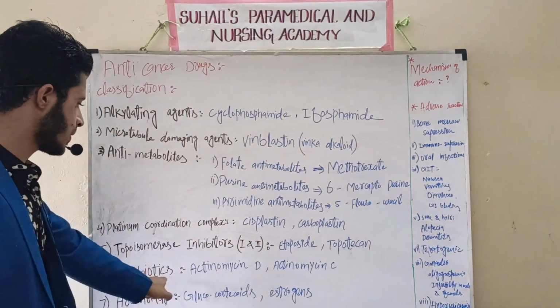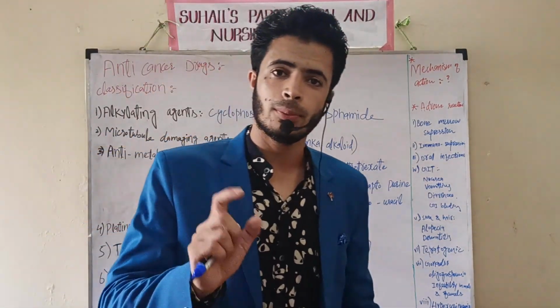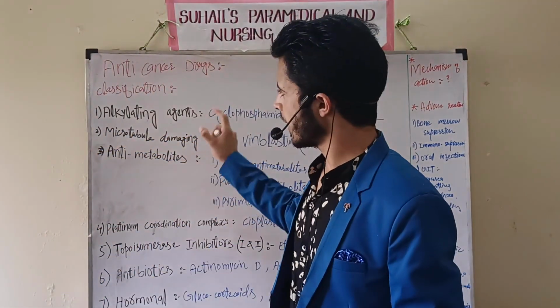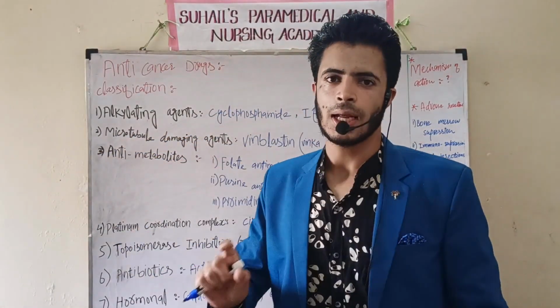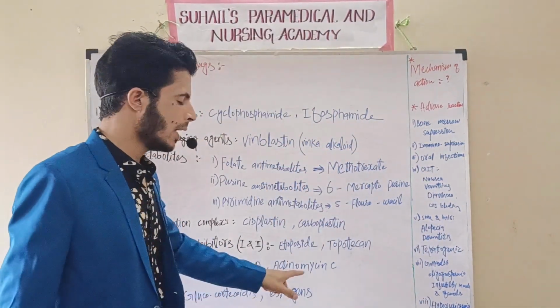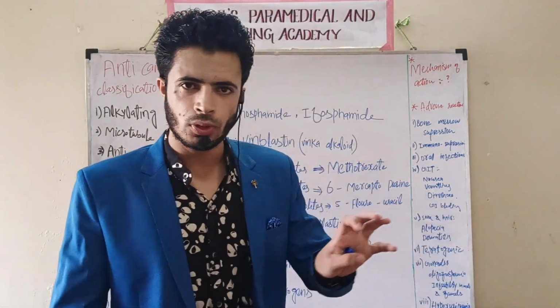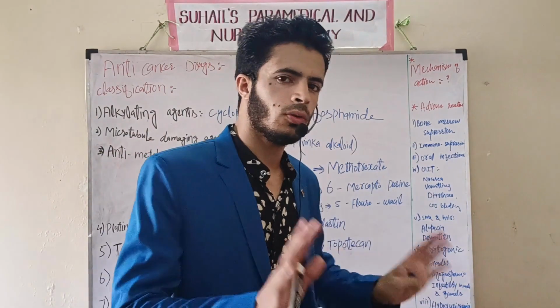Another is antibiotics. Actinomycin D, actinomycin C. There are different types of antibiotics which come under the category of anti-cancer drugs, but I have taken the simple two antibiotics, actinomycin D and actinomycin C. Anyone who wants to remember more antibiotics can open the pharmacology books. There will be a lot of examples.